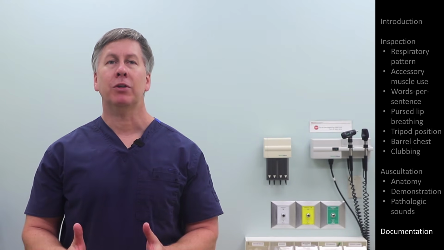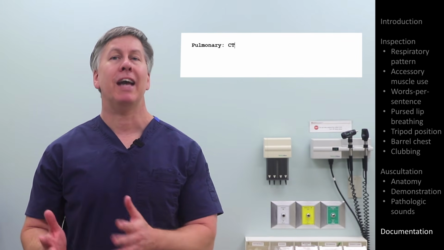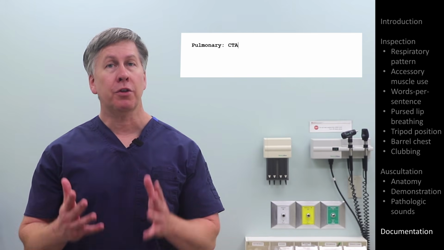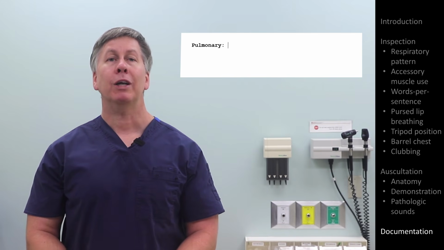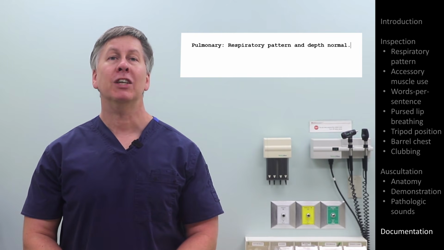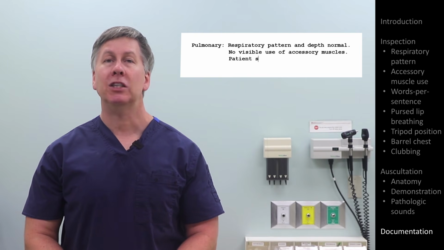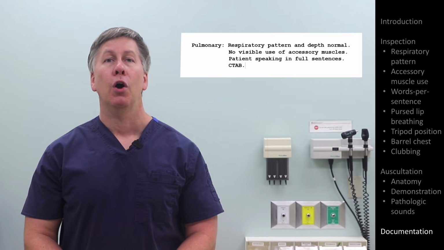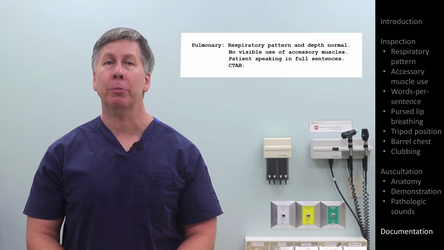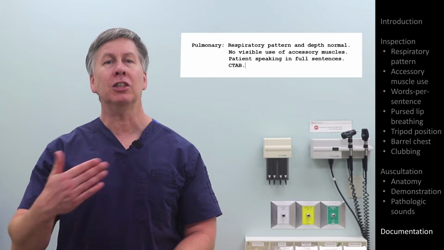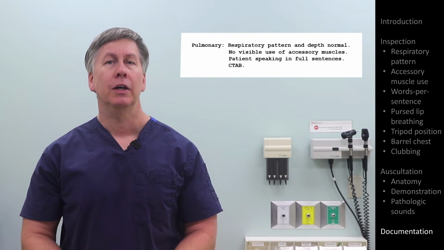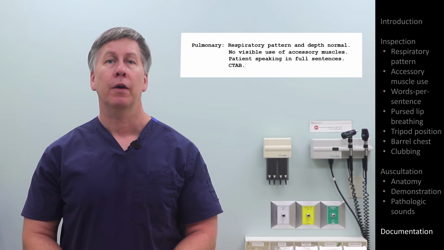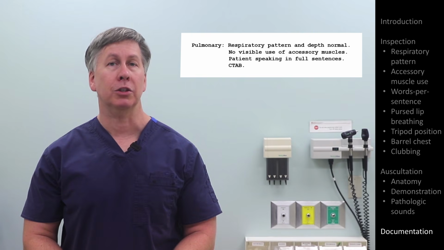The most concise documentation might only note the acronym CTAB for clear to auscultation bilaterally. However, if being more thorough, you should start with something like respiratory pattern and depth normal, no visible use of accessory muscles, patient speaking in full sentences, CTAB. Although one should assess for clubbing as part of the core pulmonary exam, and it would not be unreasonable to mention it here, it's more conventional to document the presence or absence of clubbing under a separate exam heading for extremities, where the presence or absence of edema may also be mentioned.